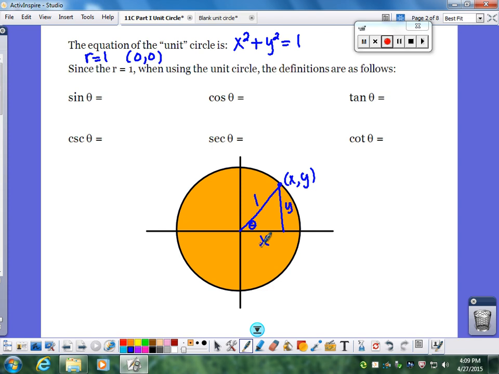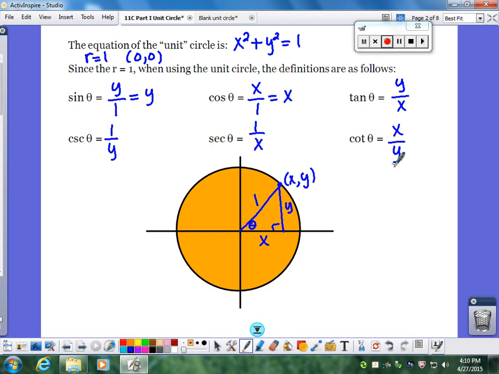So in our unit circle, if the radius is 1, if the hypotenuse is 1, then the sine of theta is going to be opposite over hypotenuse, which is y over 1, or just y. So the y coordinate will give us the sine of our angle. And the reciprocal for cosecant is going to be 1 over y. Cosine of theta is adjacent over hypotenuse, x over 1, so just the x. And the secant is going to be the reciprocal, 1 over x. And then tangent is going to be defined as y over x, and cotangent is x over y.